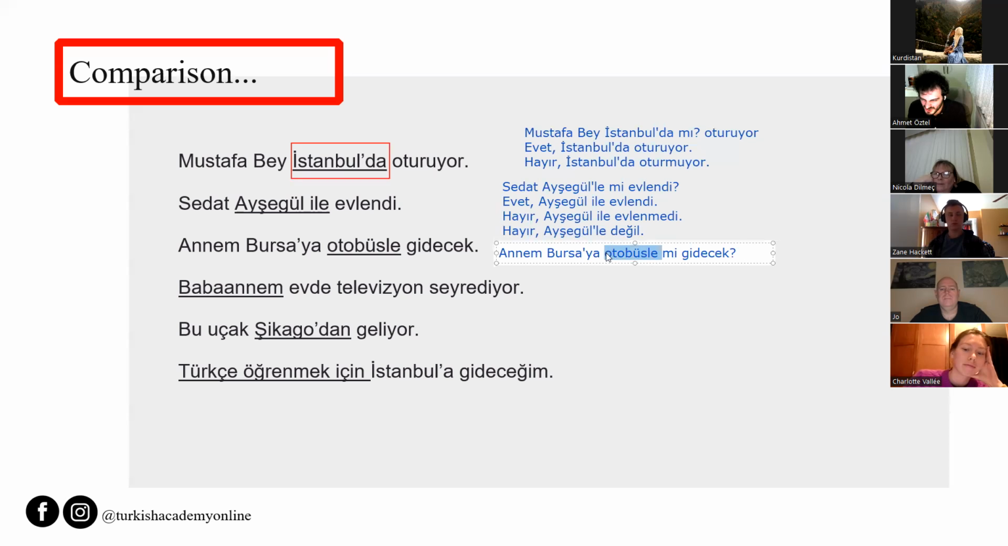Wait, she's going by bus. She hates bus. She doesn't like the road. She doesn't like the long road. So it's a disbelief. It's like a surprise when I say this.